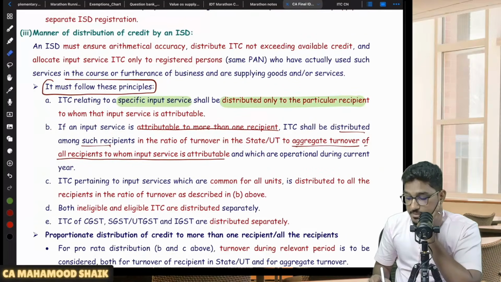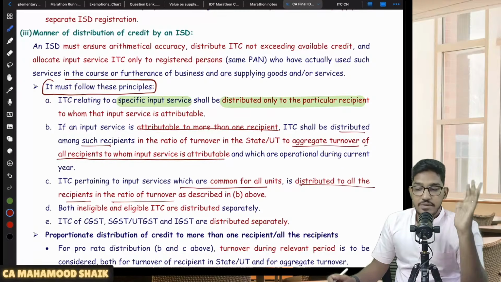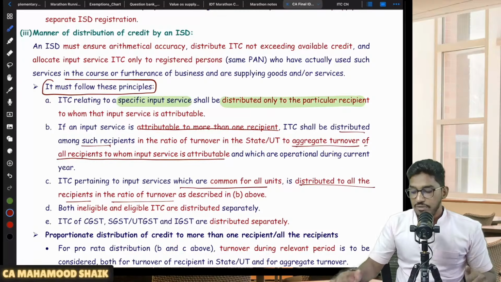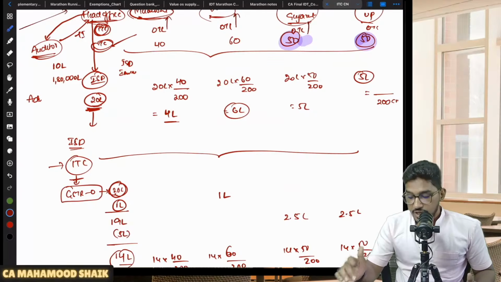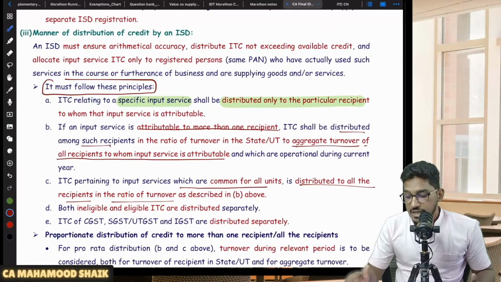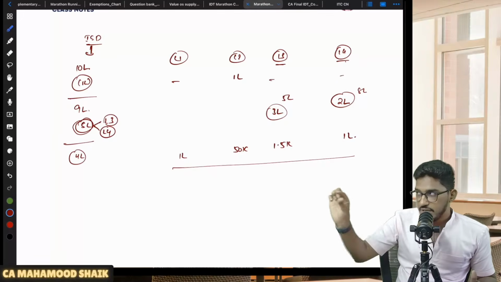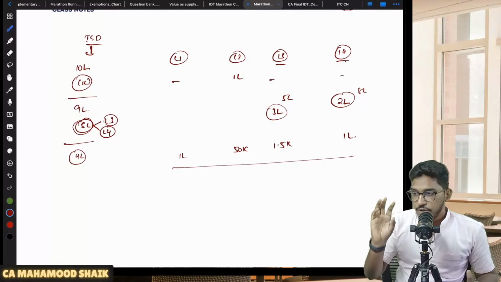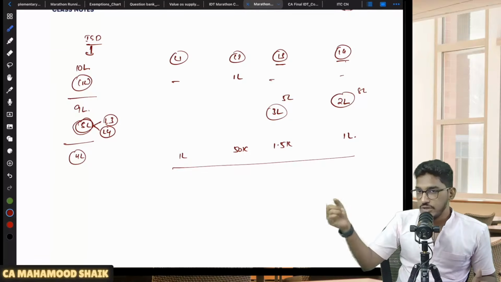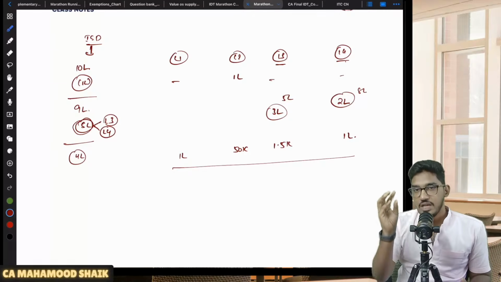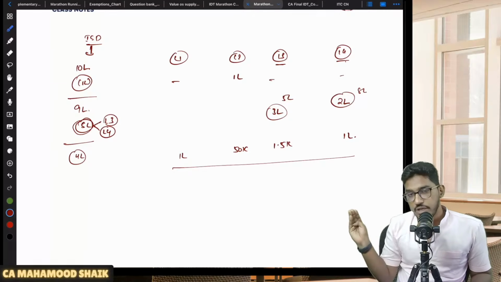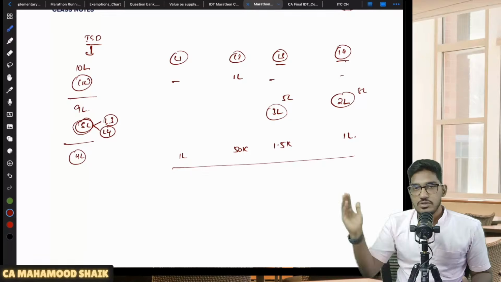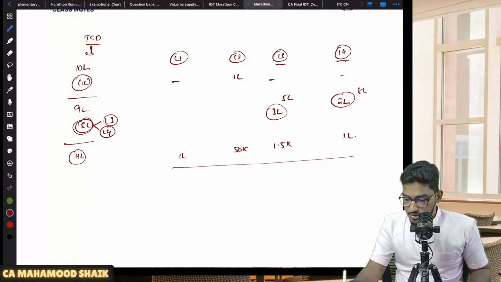Next. ITC pertaining to input service which is common for all units is distributed to all the recipients in the ratio of turnover. So this is how you have to practically work it out. First, you take all the ITC and identify the ITC attributable to only one location, and attribute it only to that unit. Then you identify ITC attributable to only a few locations and divide it on the basis of turnover of those locations. Then you get ITC attributable to all the units, which you apportion across all the units in the ratio of their turnover.